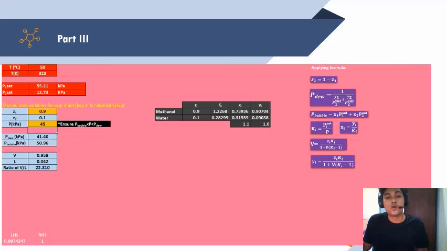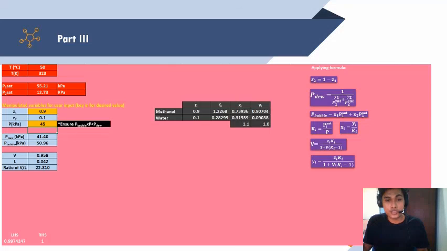After we get the values of Z and K, we need to find the value for V. As you can see here, V is given by Zi times Ki over 1 plus V times K1 minus 1. After we get the value of V, we can find the value of L. And after we get the value of L, we need to find the ratio for both parameters.